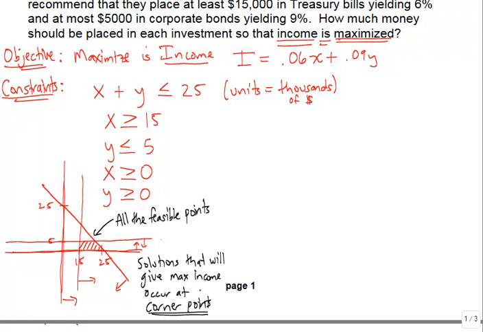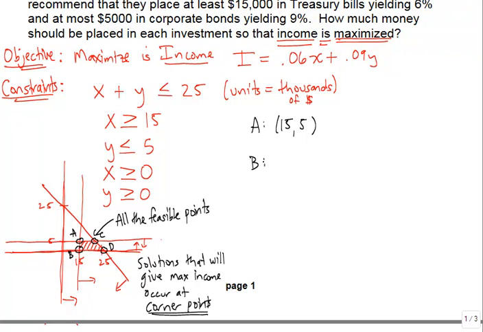So what are the corner points of this shaded region? We have this one here, this one here, this one here, and this one here, and we need to find out what their coordinates are. So let's call this A, B, C, and D. Corner point A, what are its coordinates? Well, it's at the intersection of this vertical line x equals 15 and the horizontal line y equals 5. So that means x is 15 and y is 5.